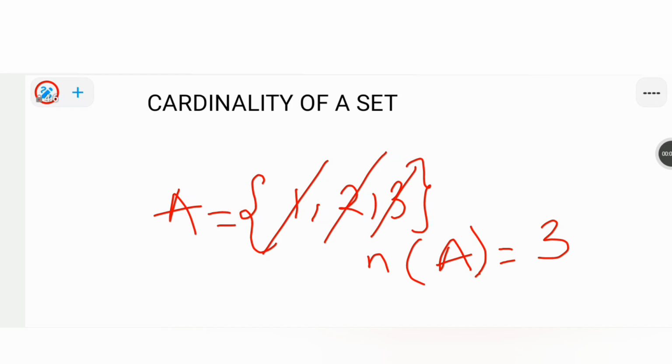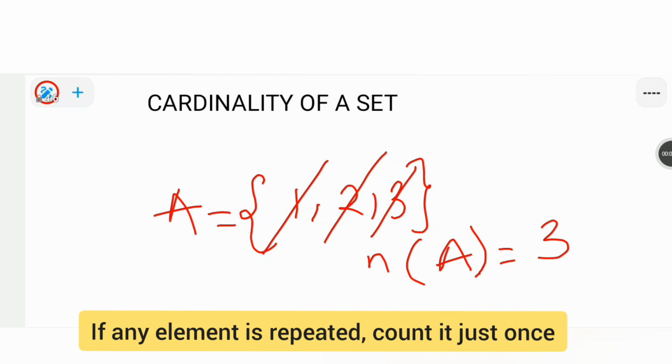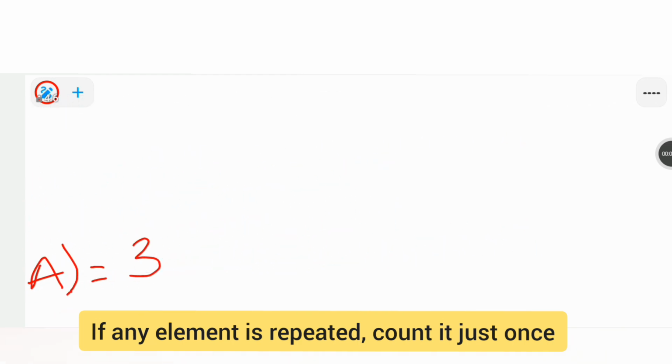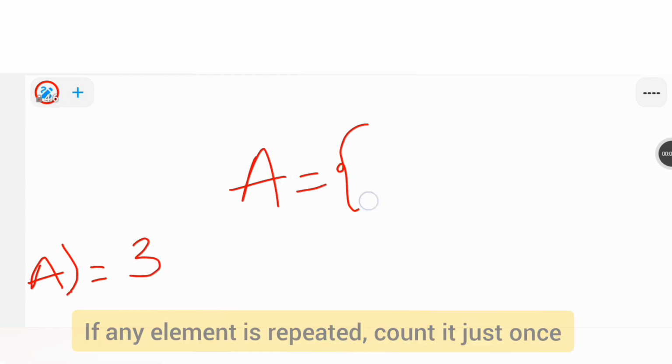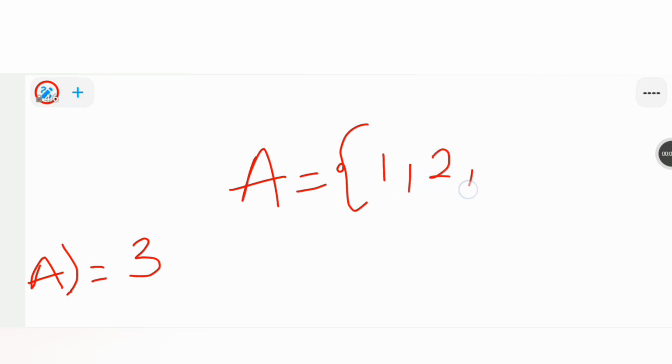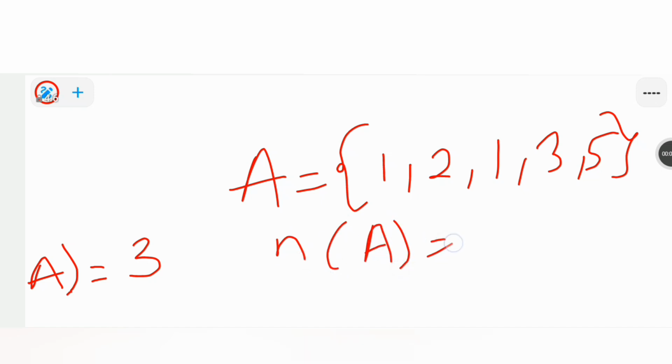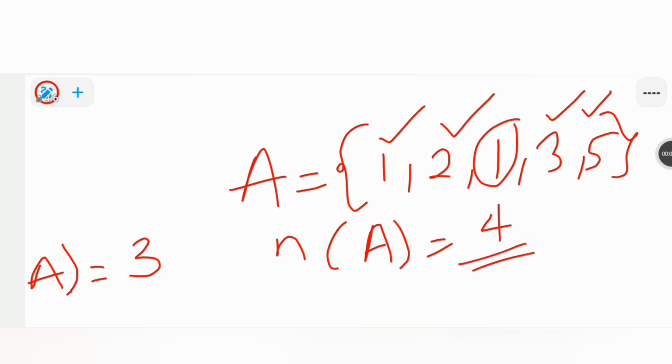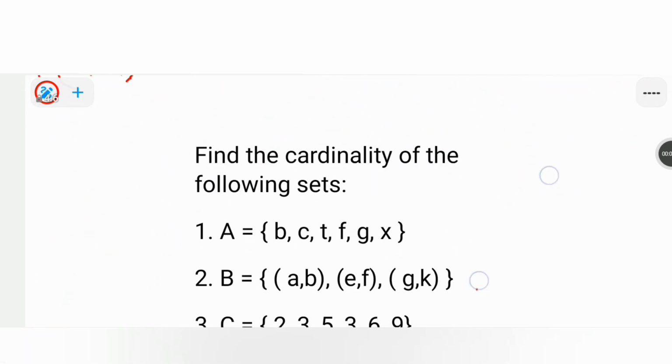But you have to be very careful. If there's any repetition in that set, or any element that is repeating, you won't count it twice. You count it once. For example, you have set A equals {1, 2, 1, 3, 5}. If they ask you the number of elements here, you just write n(A). So you have 1 here, 2 here. You won't count this one again because you've already counted it here. This is 3 and this is 4. So the number of elements will be 4. Hope you understand.